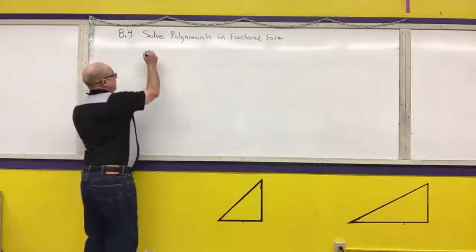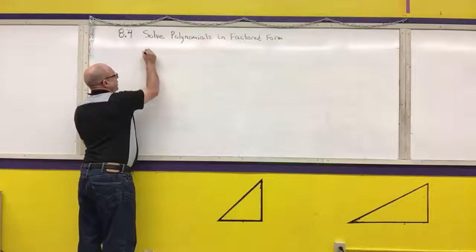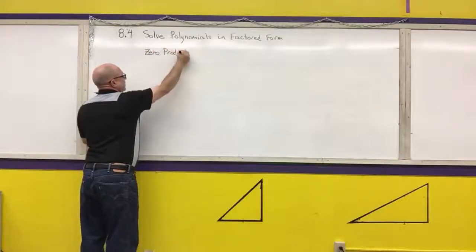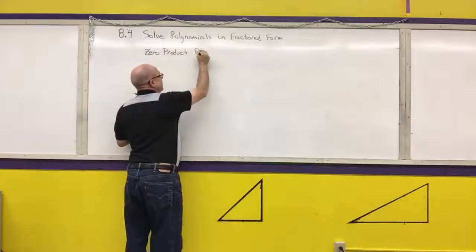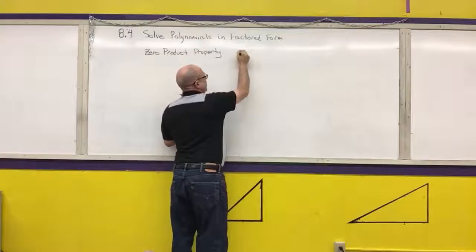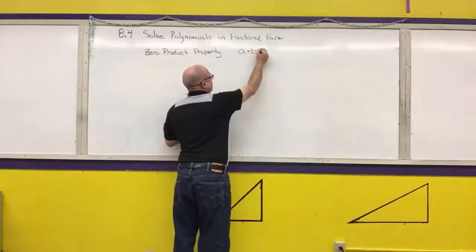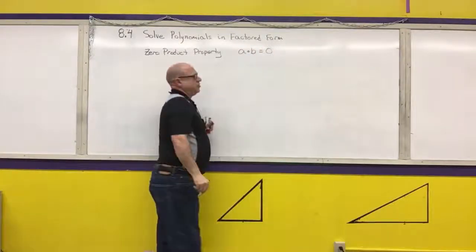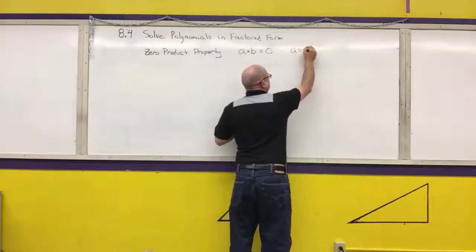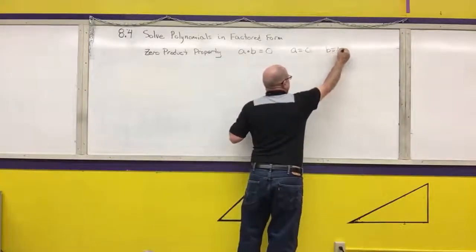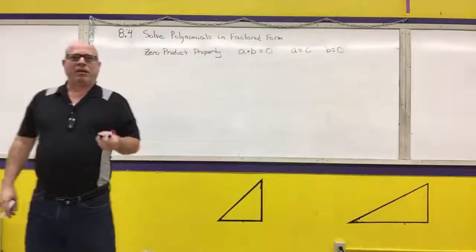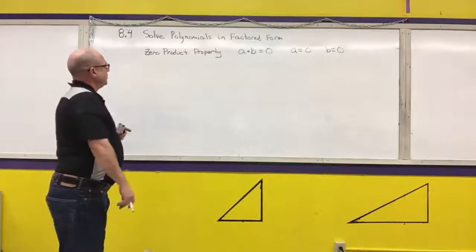First thing I want to talk about, though, is the zero product property. It says if you have two numbers multiplied together whose answer is 0, you know that A has to equal 0 or B has to equal 0. And we're going to use this property in order to solve our polynomial equations.